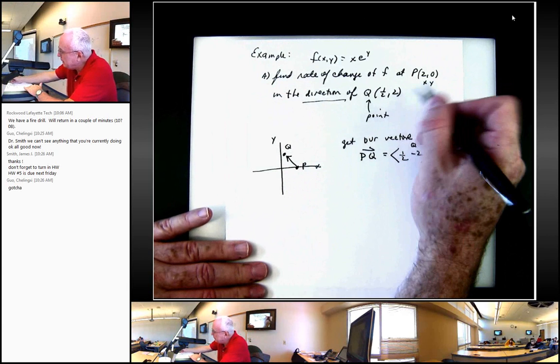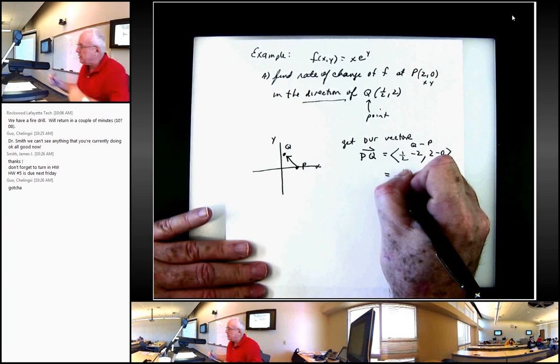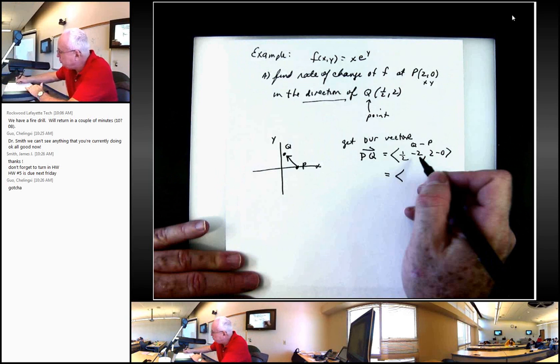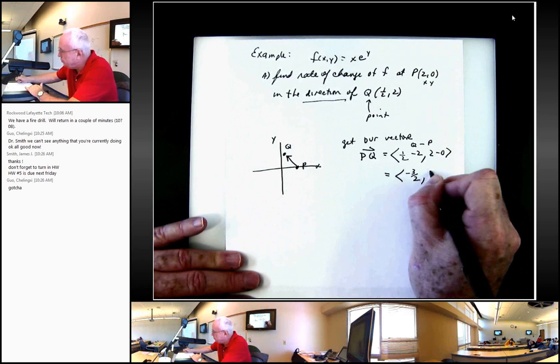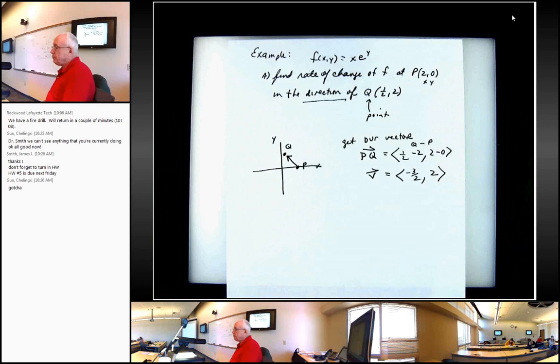2 minus 0. So what does that give us? Our vector really is going to be 1/2 minus 2, which is what? Minus 3/2. And 2 minus 0 is 2. So this is our vector that we're interested in. We had to do some work to get that.